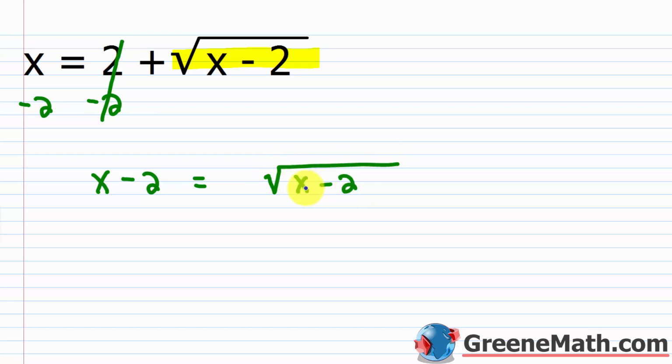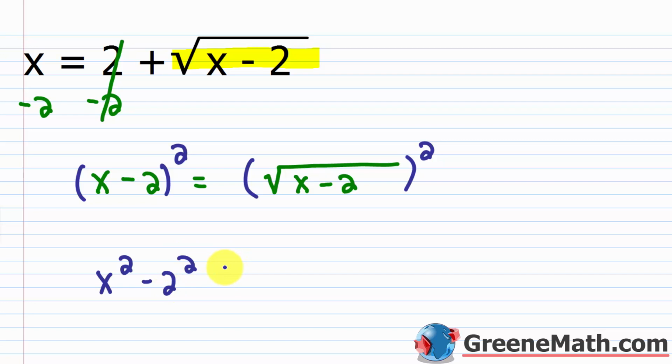Okay, so now that I've isolated the radical on the right-hand side, I can square both sides to clear the radical. But I've got to be careful here on the left. This is the quantity x minus 2 squared. We haven't talked about this in a while, but a common error is for students to just say this is x squared minus 2 squared. That is wrong. Please don't do that. Remember, this is a quantity x minus 2 squared, so I have to go x minus 2, that quantity, times x minus 2.